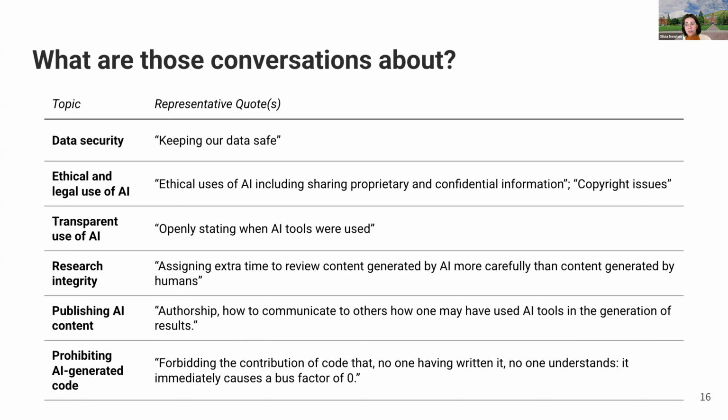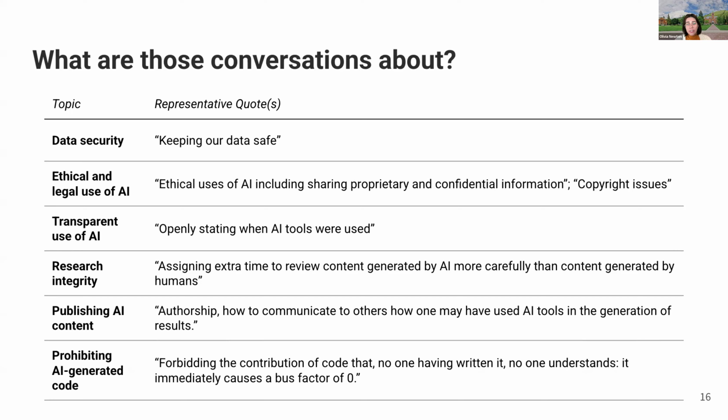Next, we have ethical and legal use of AI. So folks are talking about how to use AI in a way that does not violate the law or some other requirements for maybe ethical or responsible conduct of research. There's also some discussion about just disclosing when you're using AI, how and when AI was used.